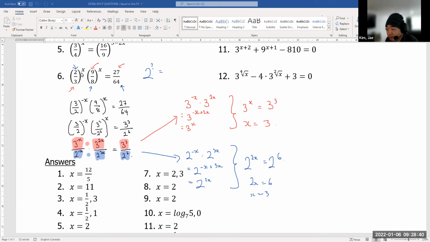So all the potential answers with base 3, I put in the numerator. So 3 is now on top, 9 on top, and 27 on top. And the same thing with the 2's, 2, 8, 64 on the bottom. And then the rest was manipulating exponent laws.